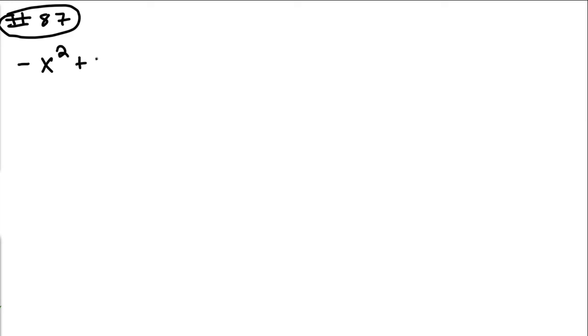So the next problem is problem number 87, and that is minus x squared plus x plus 6 equals 0. Now in this example, it's already set equal to 0, and I have a trinomial on the left side. But it's usually pretty difficult to factor with the negative sign in front of the squared term. So I'm going to make things simple for myself and factor out a negative, or a -1.